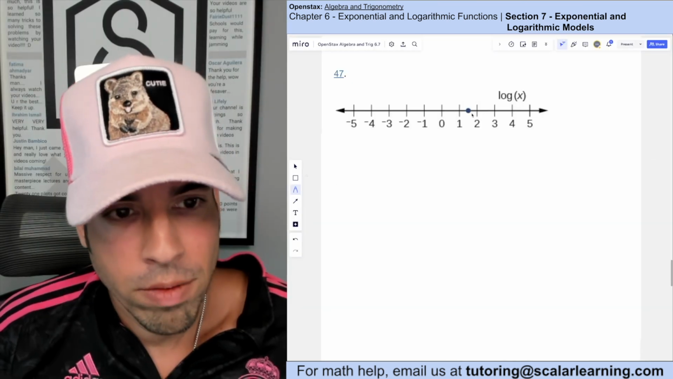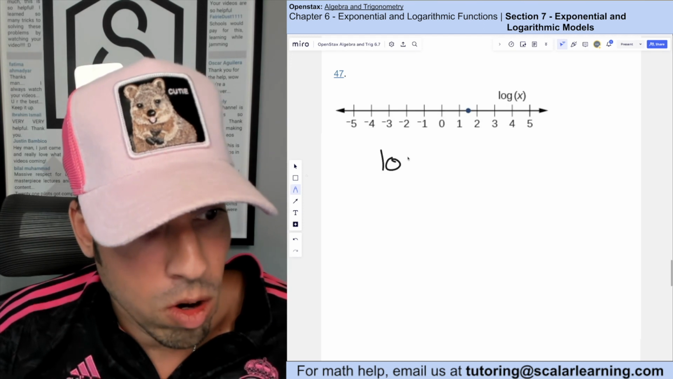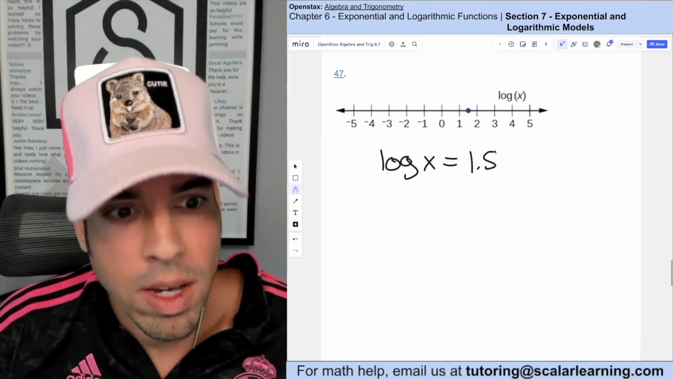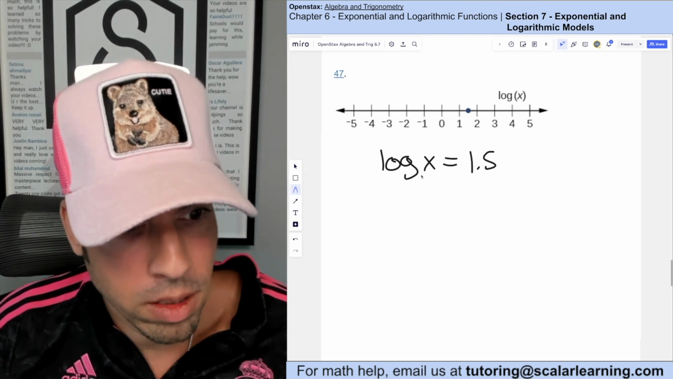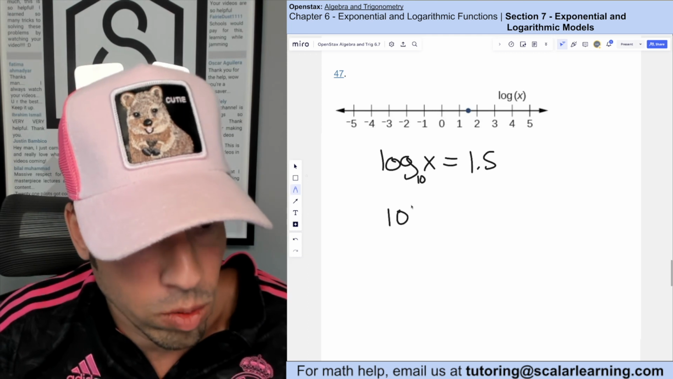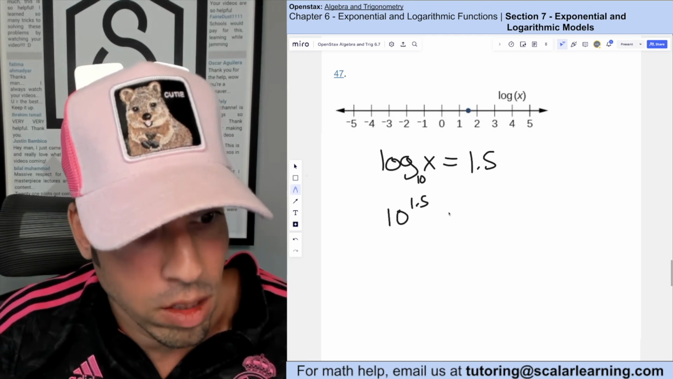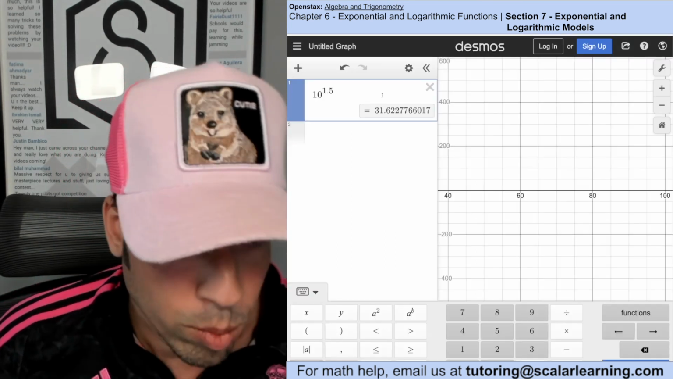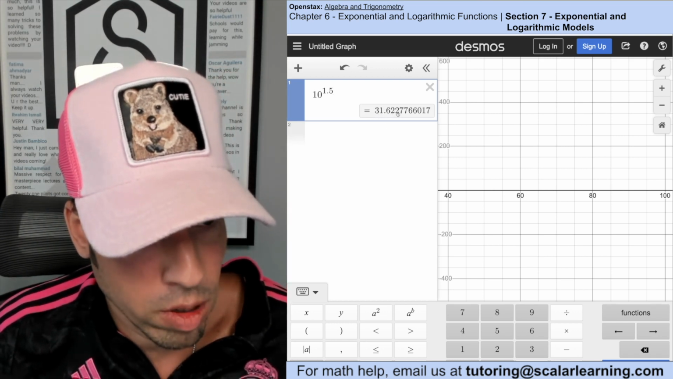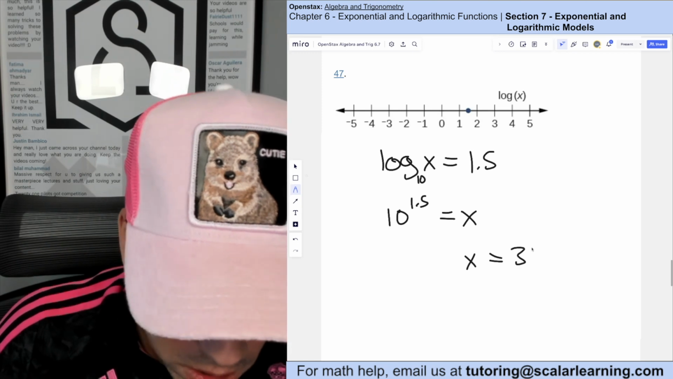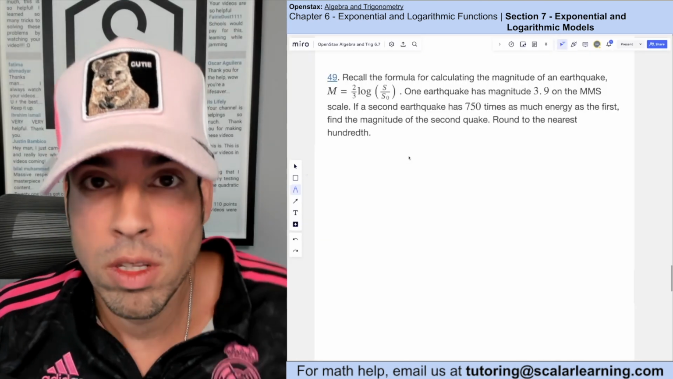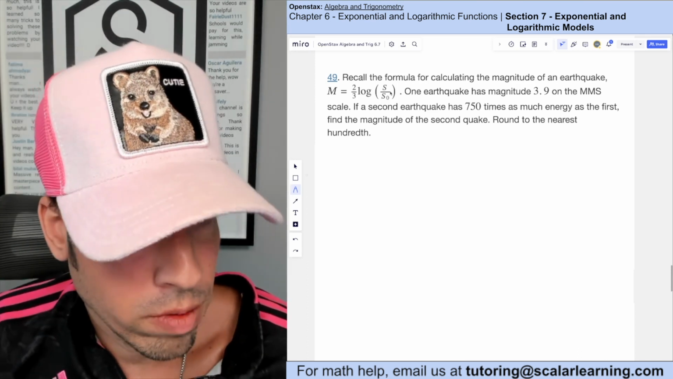So for this one, if we're trying to figure out this value, I'm going to first say log of x equals that value, which appears to be 1.5. Then to figure out this value, I'm going to take the base of this logarithm and raise it to that power. That's just converting it to its exponential equivalent. So 10 to the 1.5 equals x. And when you plug it into a calculator, it equals approximately 31.623 if we round up. So we'll say approximately 31.623, boom, done.